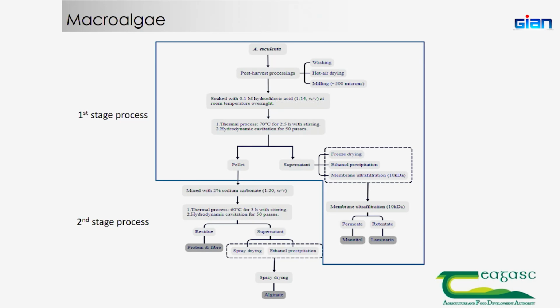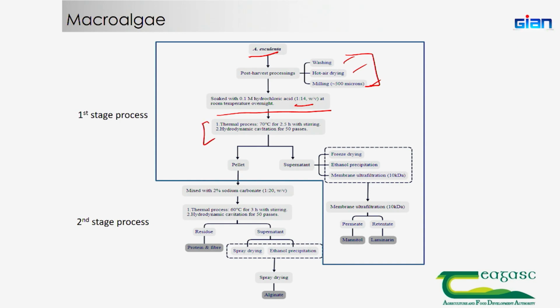Now, if you look at the macroalgae, whatever biorefineries were carried out, this shows the application of different technologies at different stages of macroalgae. The seaweed remains the same, that is Alaria esculenta. Post-harvest operations, what we discussed the other day: washing, hot air drying or milling, soaking in 0.1 molar hydrochloric acid. The ratio here was 1:14. That answers your question, because that was the minimum we can use to compromise between the yield and requirement. If you go 1:20, we will have better yield, but we have to remove the solution again.